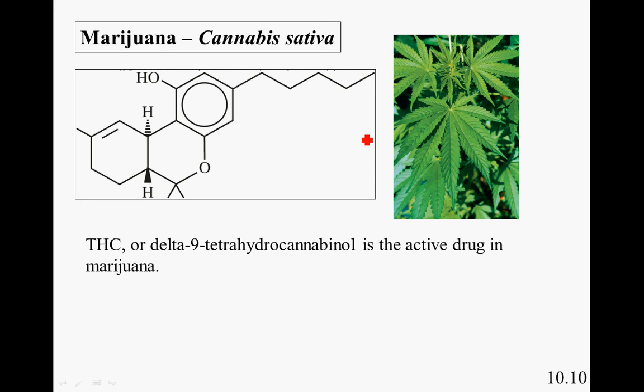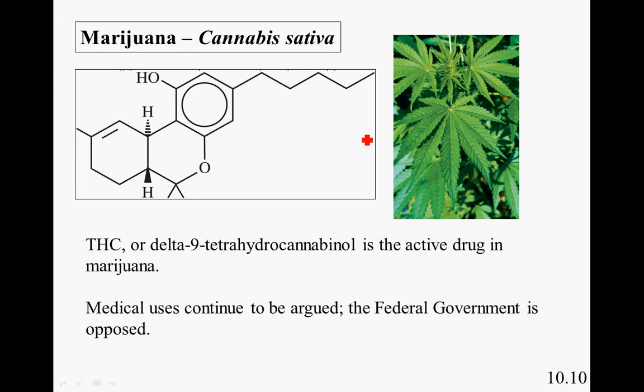THC, or delta-9 tetrahydrocannabinol, is an active drug in marijuana. Some believe that THC can affect memory, concentration, problem-solving abilities, and coordination, to mention a few. Others believe in its effects of relieving nausea, pain, and glaucoma. Its medical uses continue to be argued. The federal government is opposed.